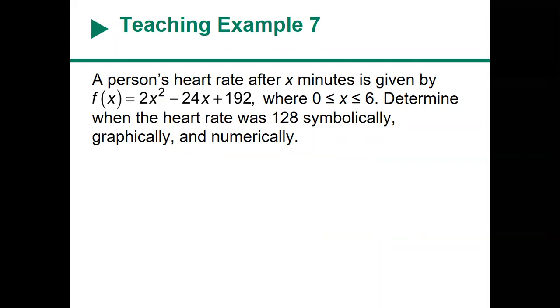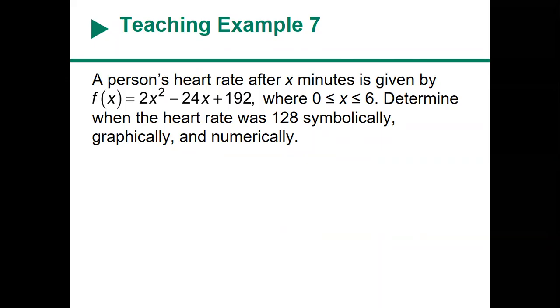All right, a person's heart rate after x minutes is given by f of x equals 2x squared minus 24x plus 192, where x is between 0 and 6. Determine when the heart rate was 128 symbolically, graphically, and numerically.